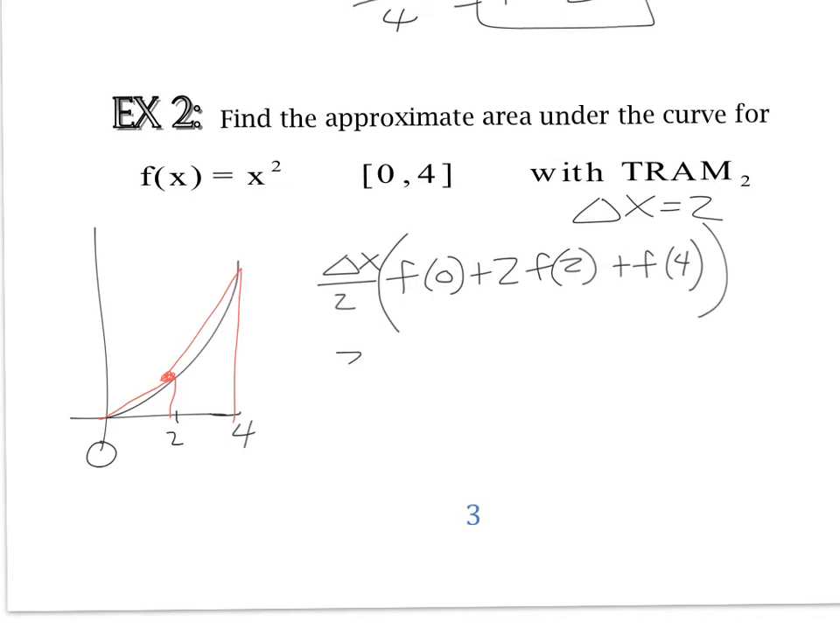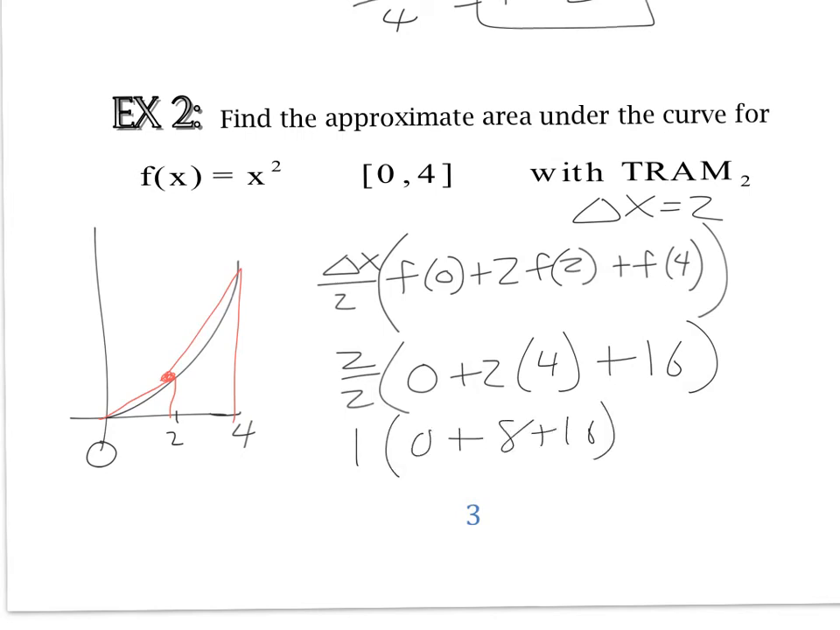We know that the delta x is 2, so we get 2 over 2 times f of 0, plus 2 times f of 2. 2 squared is 4, so 2 times 4 plus the f of 4. F of 4 squared is 16, so f of 4 is 16. 2 over 2 is 1, so this is essentially just like saying 1 times 0 plus 8 plus 16, that's 24.